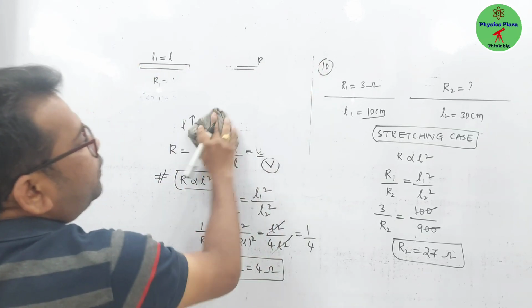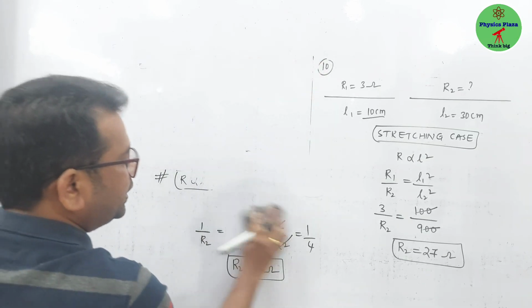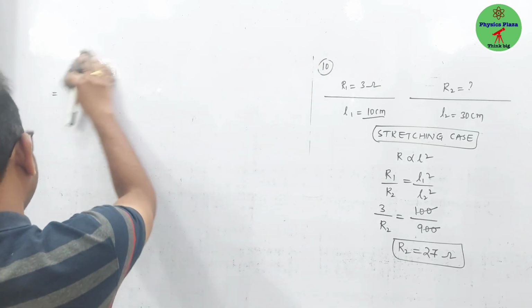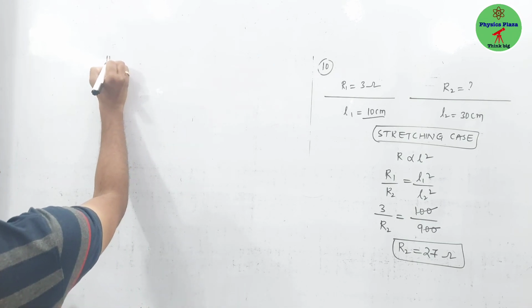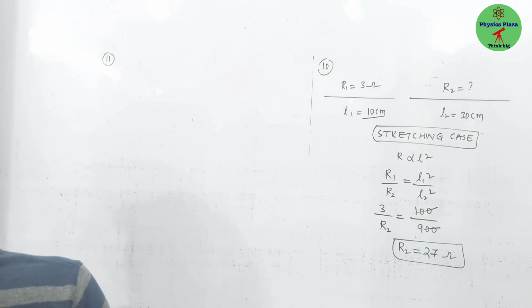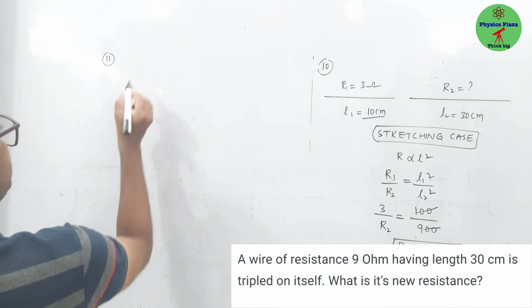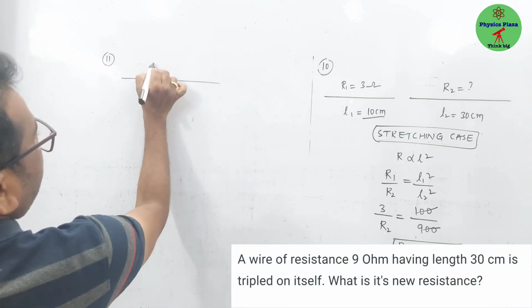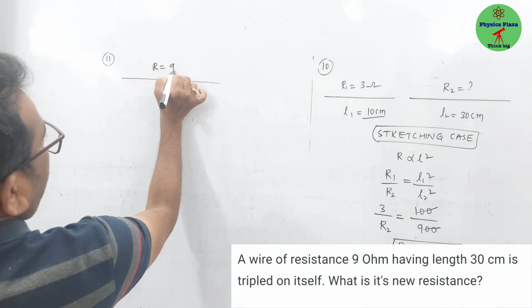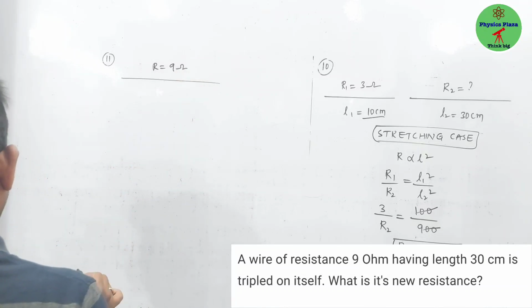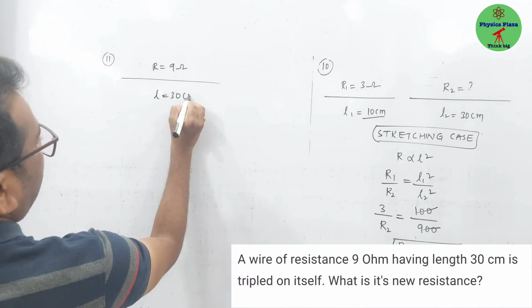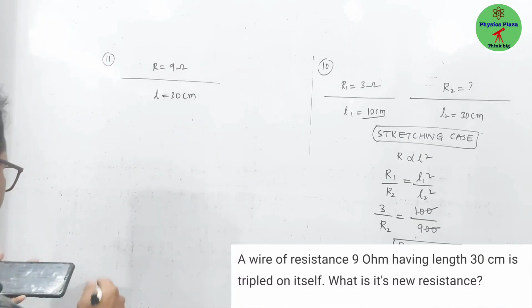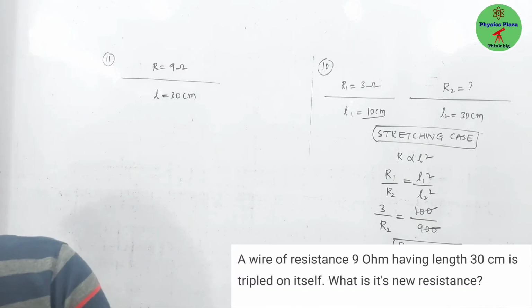Fine, children. Now we will see the 11th numerical. Children, again the 11th numerical is a bit special one. So numerical 11, it is special. It is given that a wire of resistance 9 ohm, having a length of 30 centimeters, is tripled on itself. Then what is the new resistance?